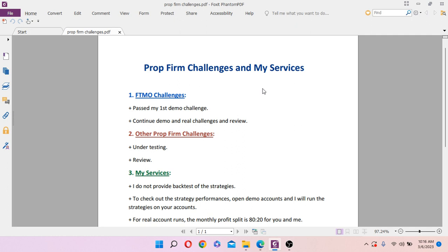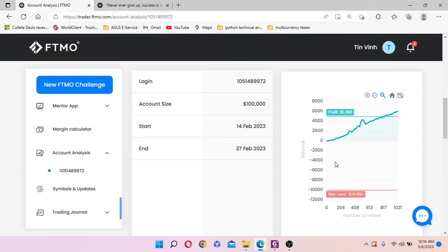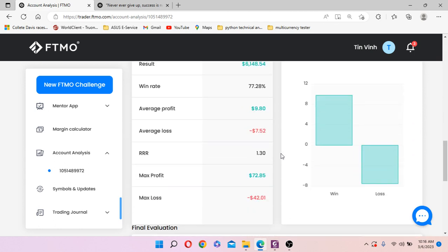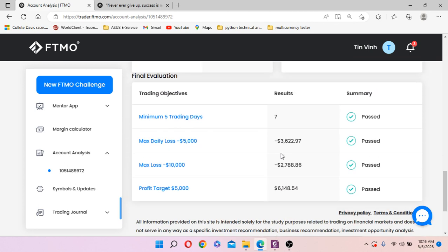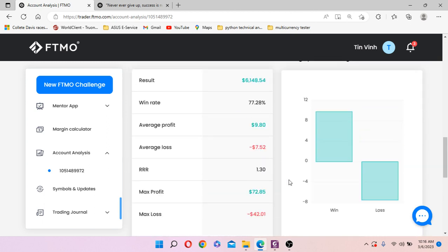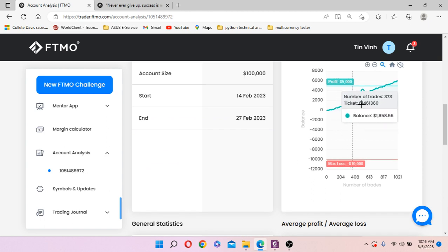So first of all, I'd like you to take a look at my statistics, okay? So here we are. Basically, I passed the first FTMO challenge within 7 days. The max drawdown is about 3.6%, and within 7 days, the profit is over $6,000. You look at the curve here, it's very smooth, and the profits actually increased steadily.